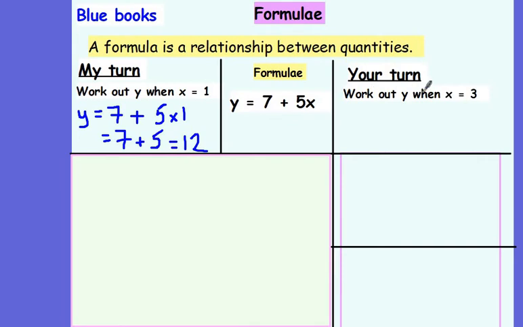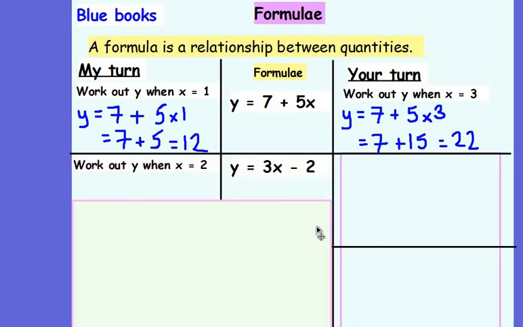Right, let's go through it. This time wherever I see an x, I need to write in the number 3. So I've got y is equal to 7 plus 5 times 3. 5 times 3 is 15, so I've got 7 plus 15, which gives me 22. Okay, I'm going to go through an example and then you're going to go through one.